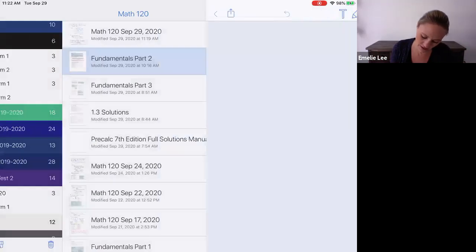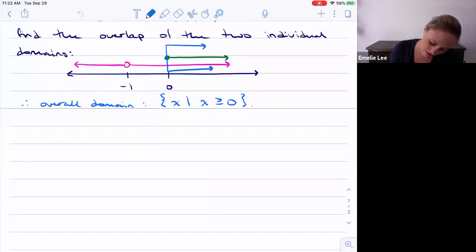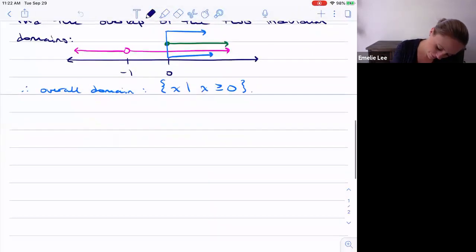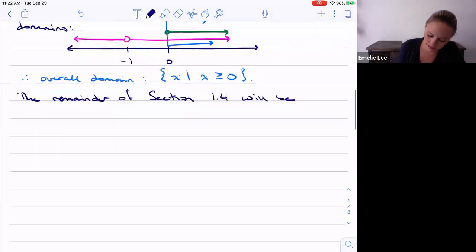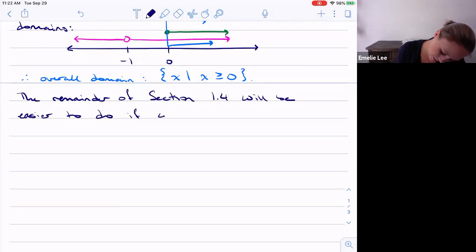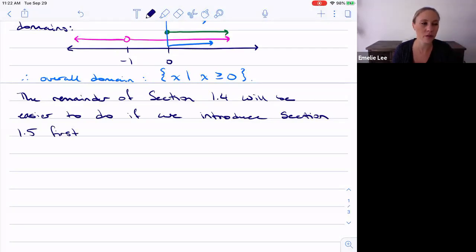So what I'll say here is the remainder of section 1.4 will be easier to do if we introduce section 1.5 first. Right. So here I'm going to do a little switcheroo because I went through it and I don't know, it just wasn't very nice.